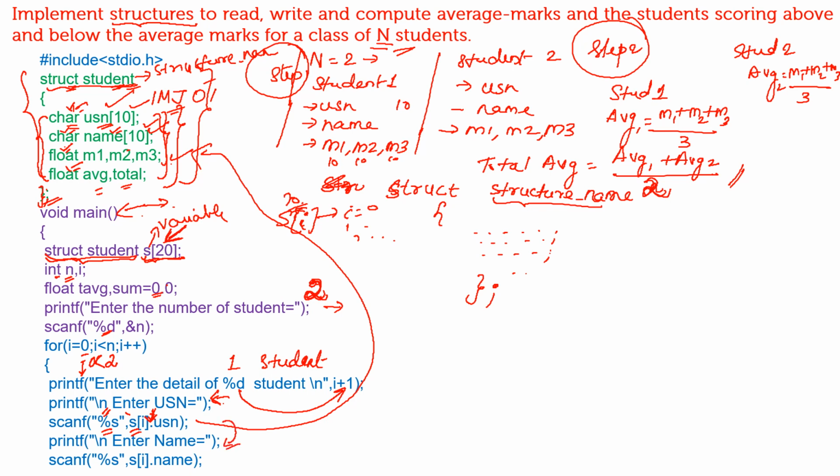Similarly, you're going to use it for your name. Printf slash n, enter name is equal to, since it is a string the format specifier is percentage s, comma S of I dot name. You are using a dot operator. Okay.